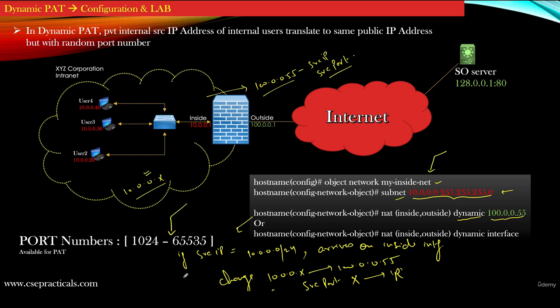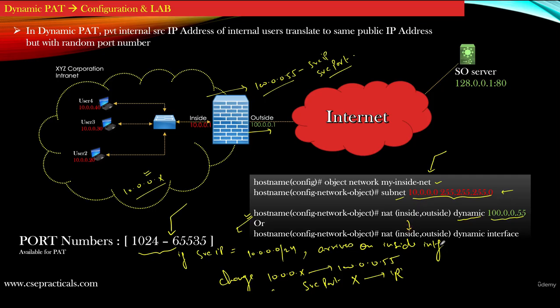So in port address translation, the ASA firewall picks up a random port number from this range, right? And such a packet will go out of the interface outside. So this is the meaning of this configuration, right?